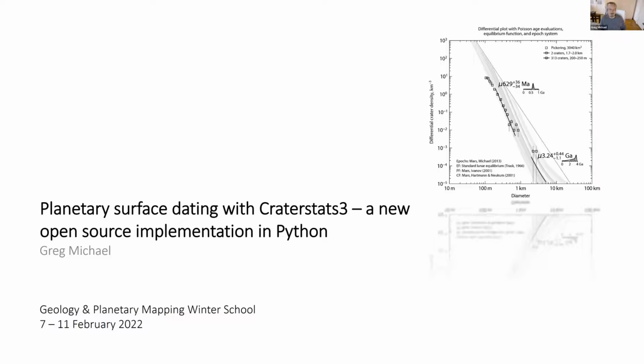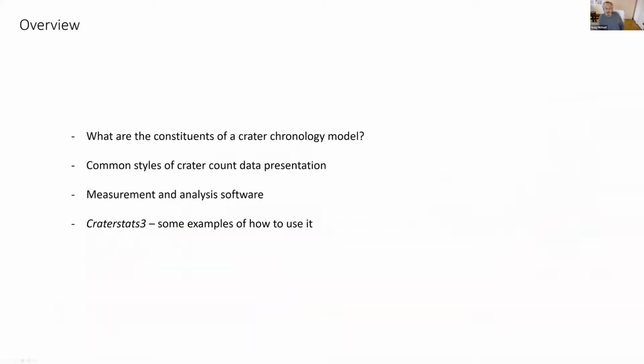But in my talk, I'm going to wind it back a little bit and talk about the main concepts that go into measuring the age from a planetary surface, and especially the moon. And then we will look at the common styles of presenting crater count data that you will come across in research papers.